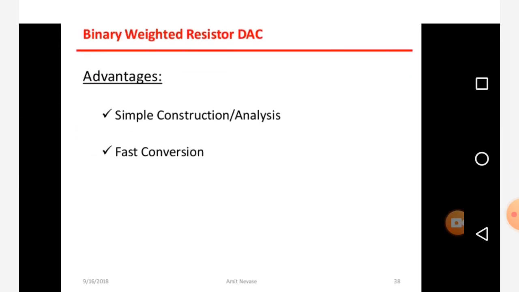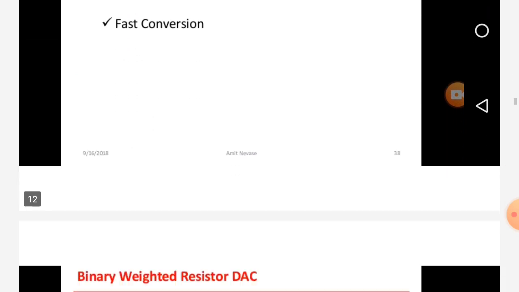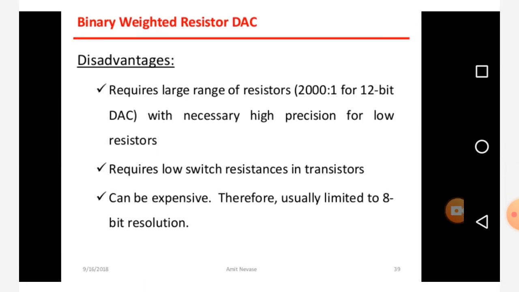So what are the advantages of the binary weighted resistor DAC? Simple construction and analysis, and fast conversion. Then what are the disadvantages? It requires a large range of resistors, that is 2000 to 1 for a 12-bit DAC, with necessary high precision for low resistors. It requires low switch resistances in transistors. It can be expensive, therefore it is usually limited to 8-bit resolution.